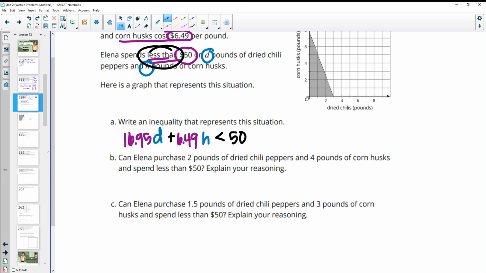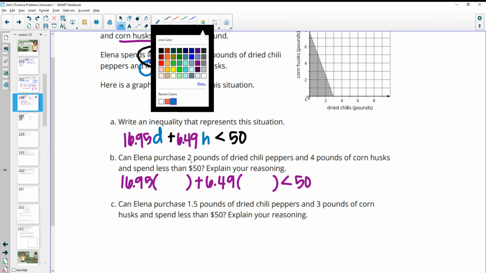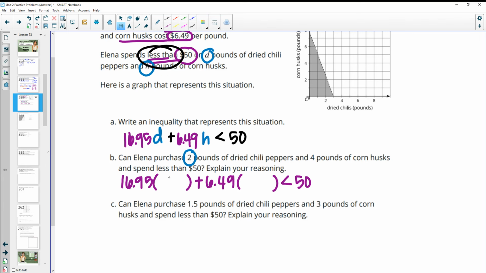The next one asks us, can Elena purchase 2 pounds of dried chili peppers? So remember, we've got $16.95 times the number of dried chili pepper pounds. And then we've got $6.49 of the husks, and that needs to be less than 50. So here they're saying, can she buy 2 pounds of dried chili peppers and 4 pounds of corn husks?